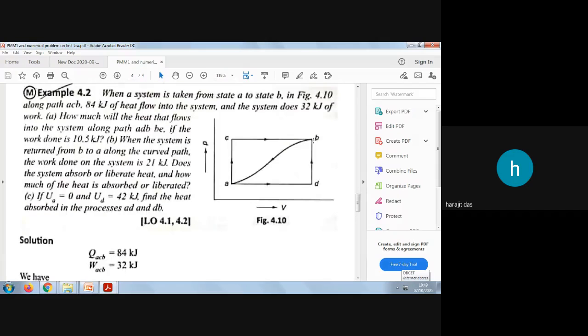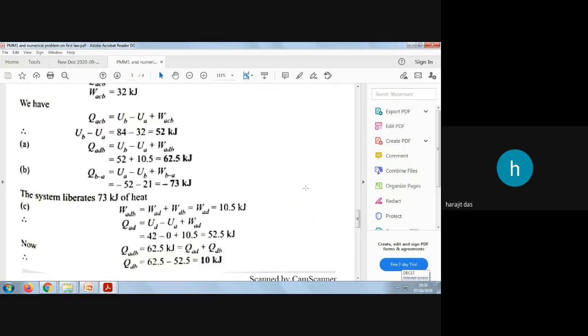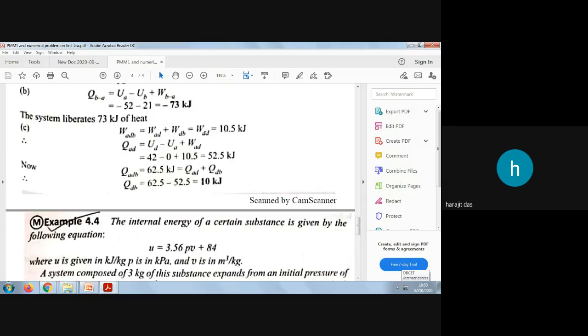This is a constant volume process. You can see this is a graph between P and V. For a constant volume process, WDB will be equal to 0, because in the last class we found that since there is no change of volume, the work done will be 0. That is why WADB will be equal to WAD. Understood? WADB equals WAD, and this is given as 10.5 kilojoule. It is already given.